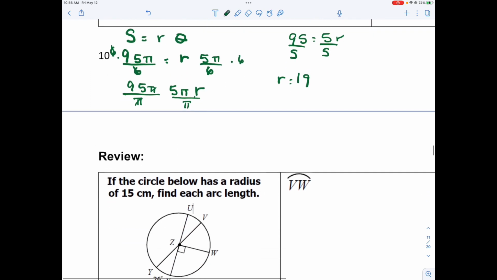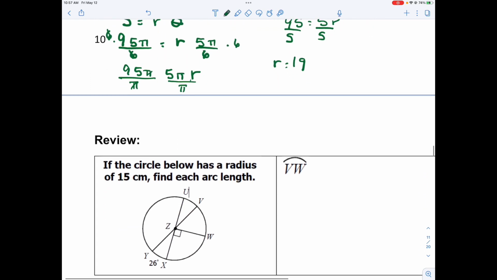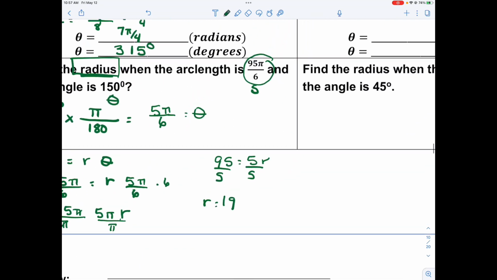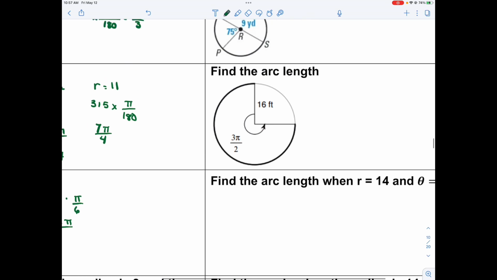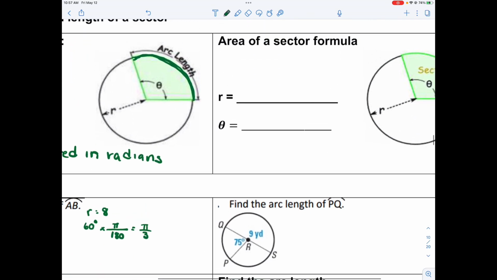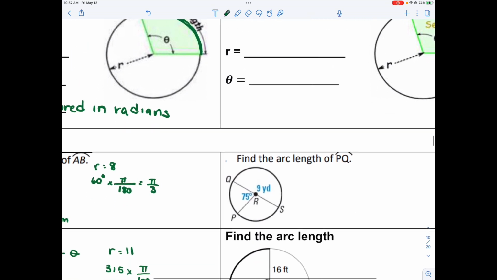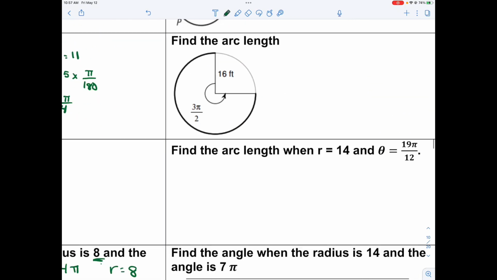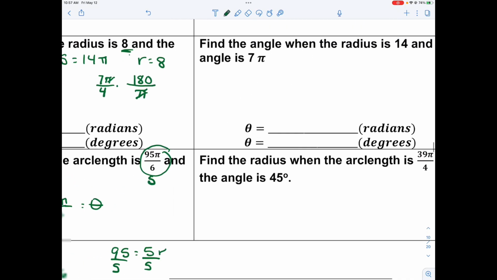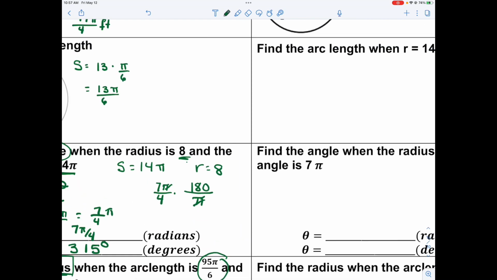Okay, boys and girls, that is pretty much finding the arc length. I want you to try to complete the next column. Don't worry about arc sector or area just yet, but go ahead and complete the next column of work. Okay? All right, thank you for watching this video.